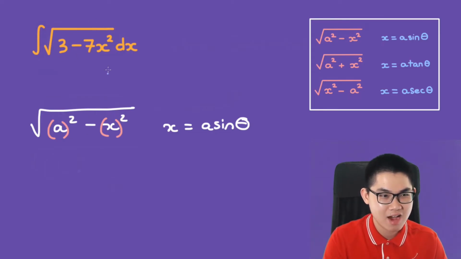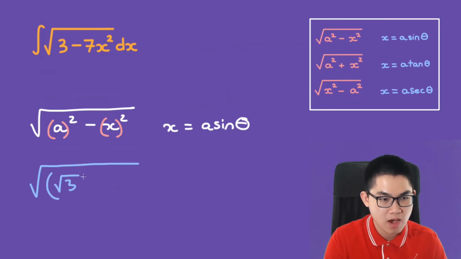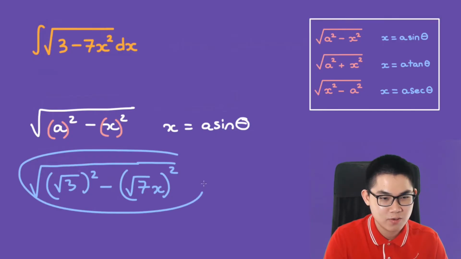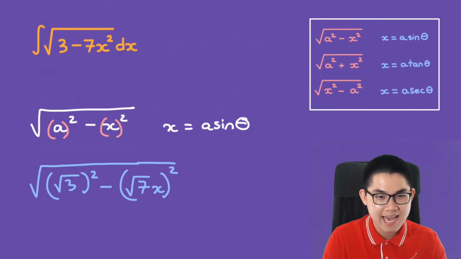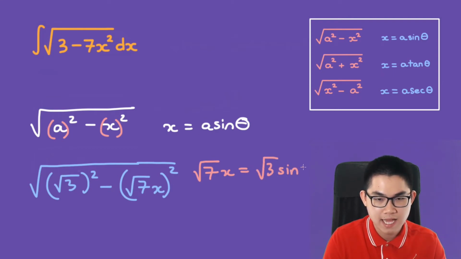So looking at our integral, we have the integral of the square root of 3 to the power of 2 minus the square root of 7 times x to the power of 2. So this will give this. You can see they are the same thing. How about x equals a sine theta? Here we will have the square root of 7 times x is equal to a, which is the square root of 3 times sine. So it's not very difficult, is it? You have the square root of 3 over the square root of 7 times sine.